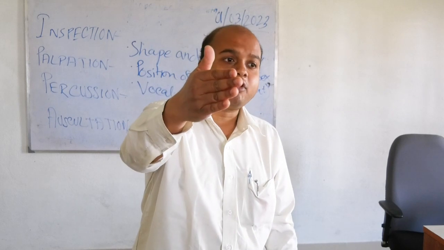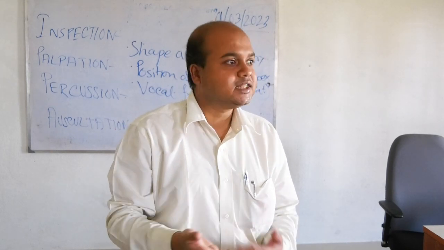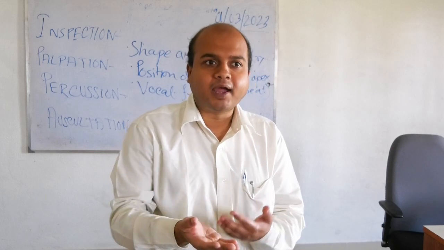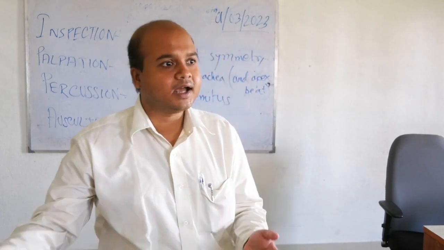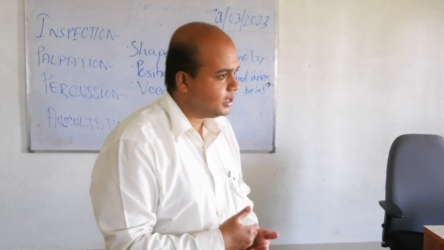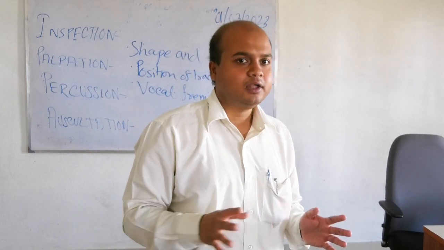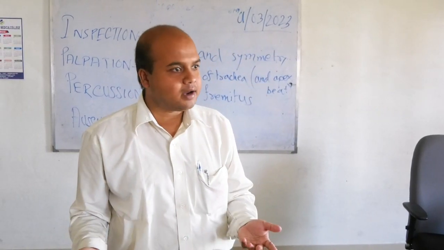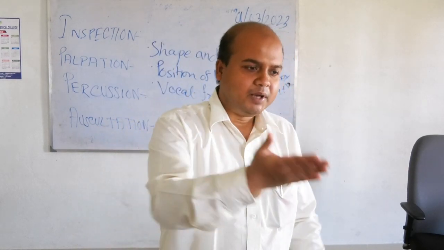So the medial border of the hand is also called the ulnar border of the hand. Now is the ulna located in the hand? No. But we call it the ulnar border of the hand because the ulna is the medial of the two bones of the forearm. Radius is lateral, ulna is medial. These are the two bones, radius and ulna. So wherever it is written ulnar border of the hand, that means the medial border of the hand.